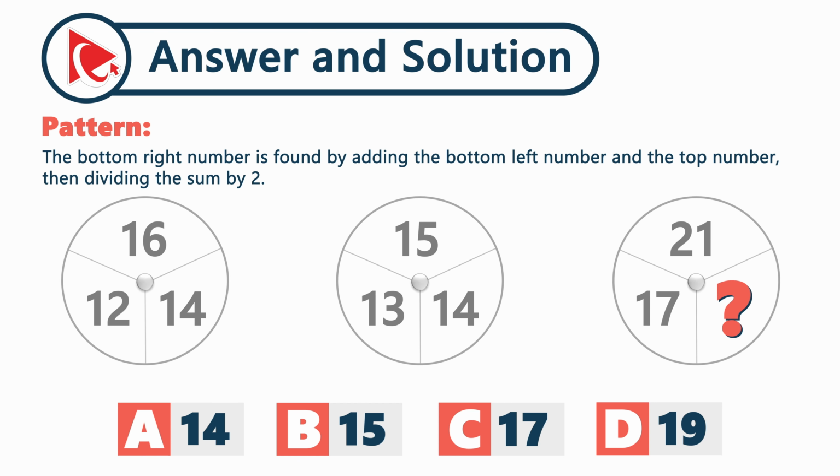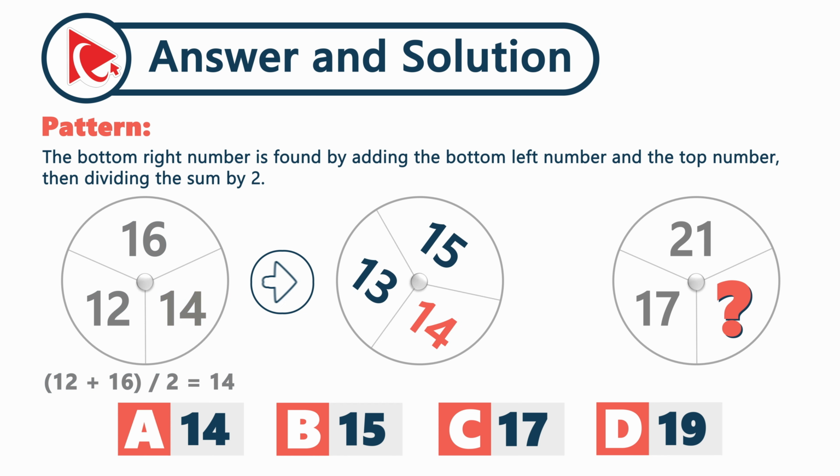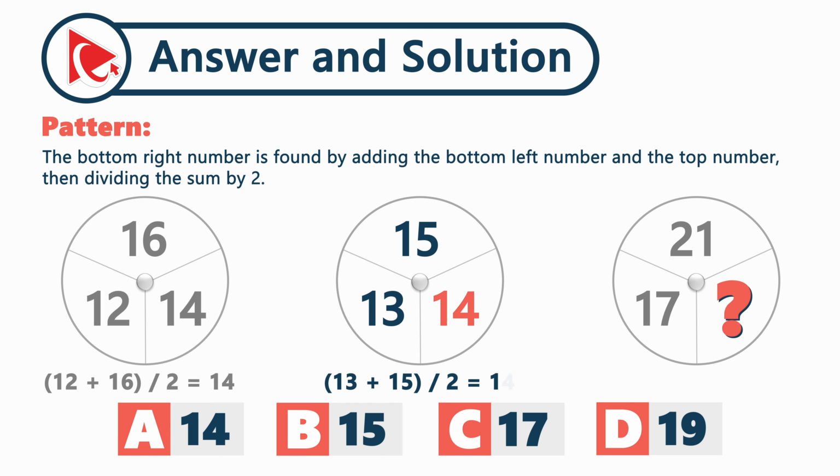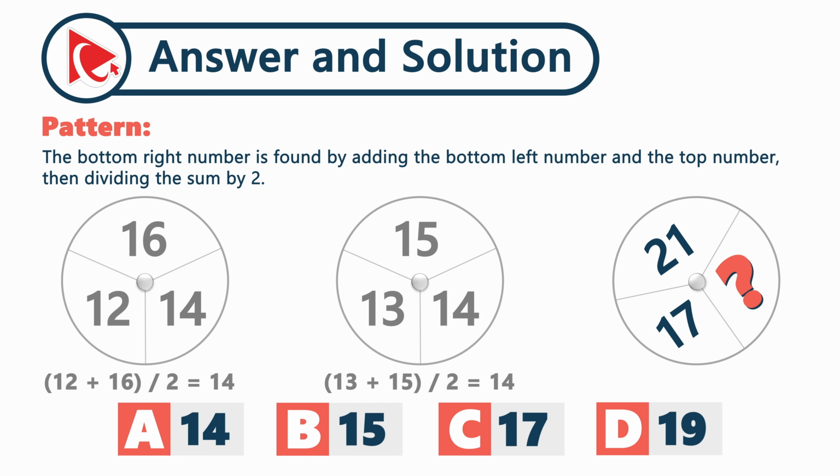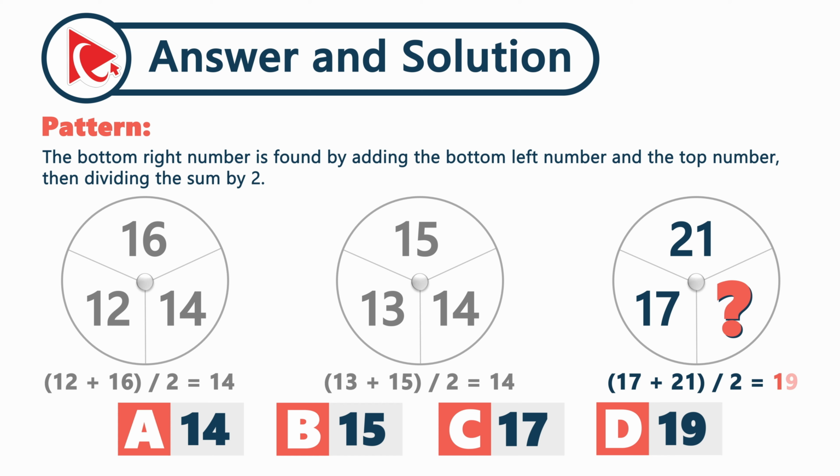Let's look at the example. In the first circle, the numbers are 12, 16, and 14. 12 plus 16 equals 28, divided by 2 equals 14. Let's continue with the second circle. 13 plus 15 equals 28 as well, and divided by 2 also equals 14. I hope you didn't select 14 as an answer, and it was so tempting. Now is the magic time to calculate the missing number. 17 plus 21 divided by 2 equals 19, so the correct answer here is choice D, 19.